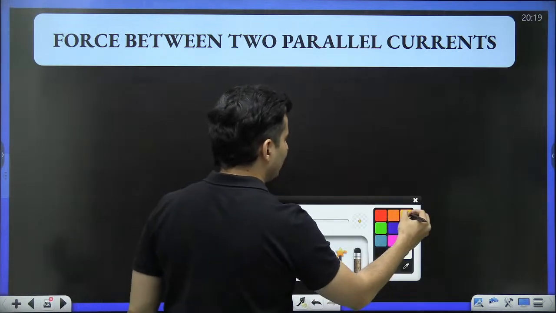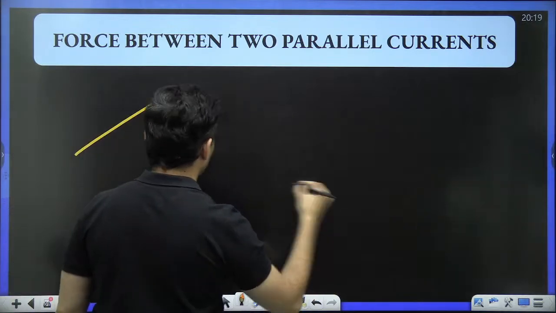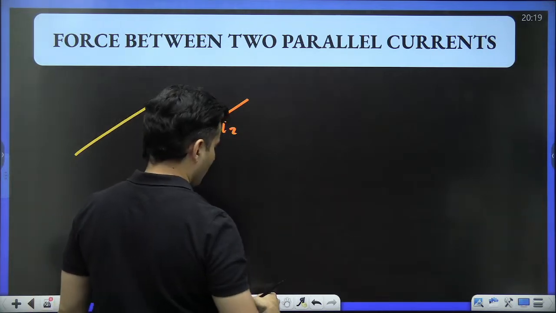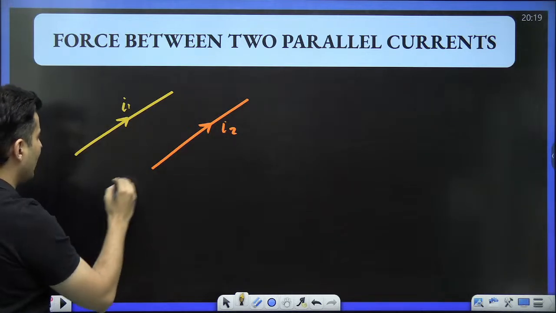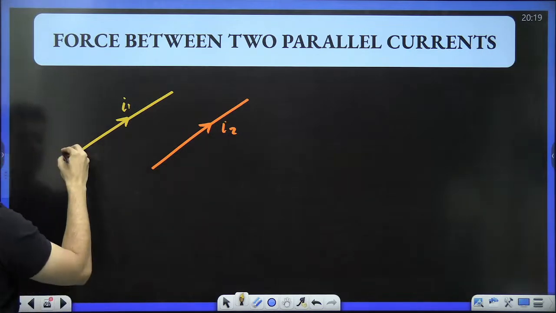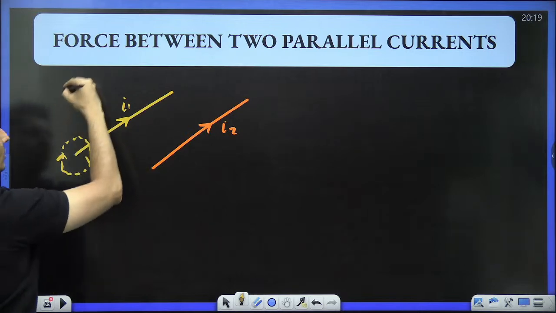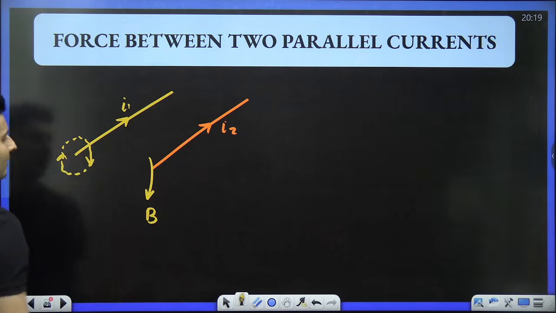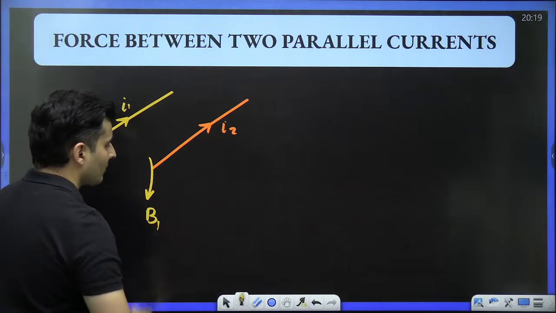If you take the example of two wires which are carrying currents in the parallel direction, let's say this is I2 and this is I1. For this I1, if you hold your thumb in the direction of the current, the curled fingers will be like this. So the field will definitely go like that. This is how the magnetic field will go because of this wire, I'll call it B1.